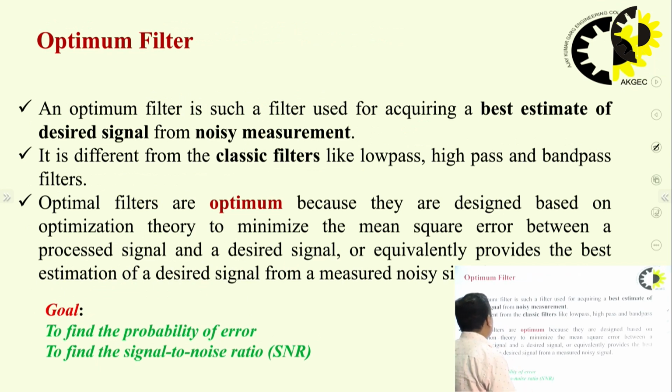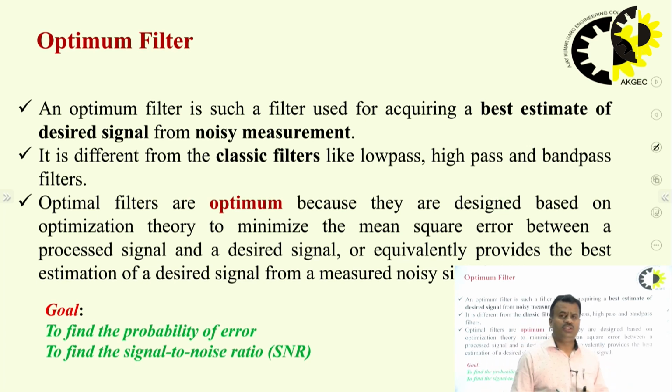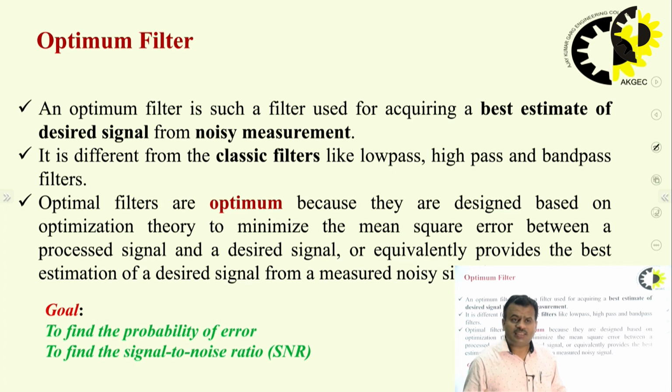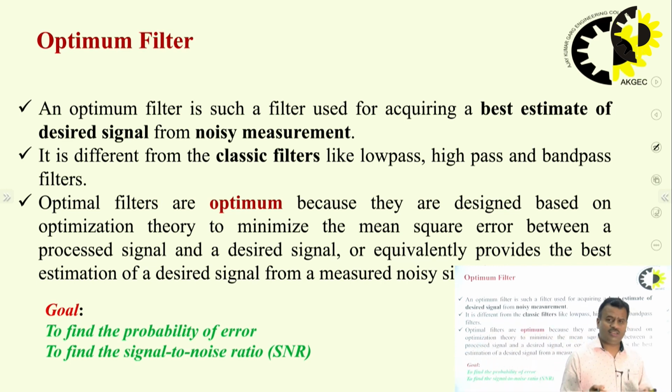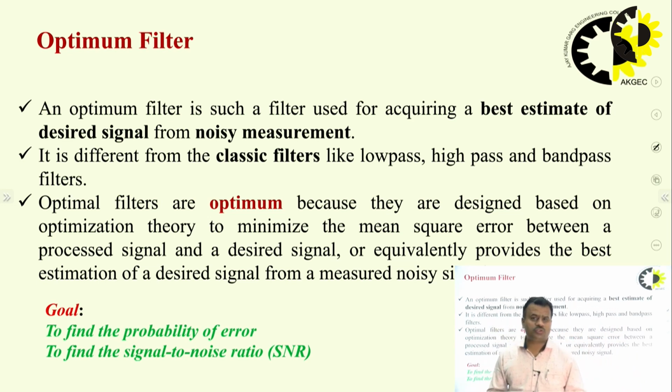Now, optimum filter. What is an optimum filter? An optimum filter is a filter used for acquiring the best estimate of the desired signal from noisy measurement, because we know our channel is noisy and some noise must always be there, whatever you do. It is different from classical filters like high pass, low pass, band pass and so on. Optimum means getting the best possible results in your given particular conditions.